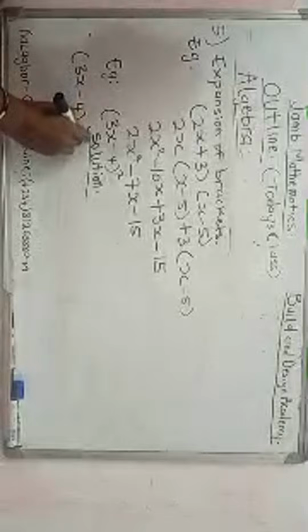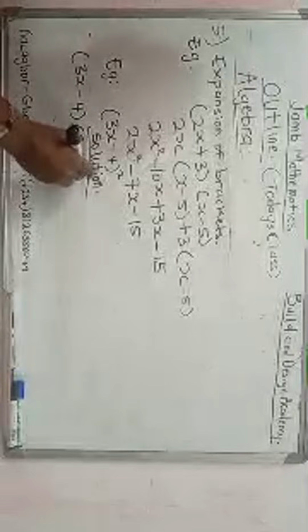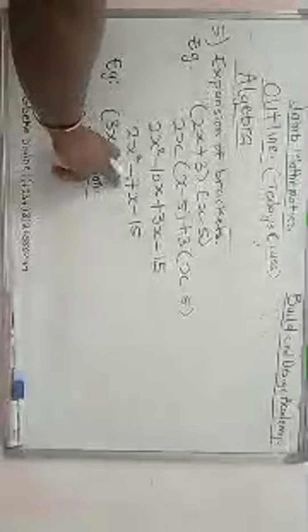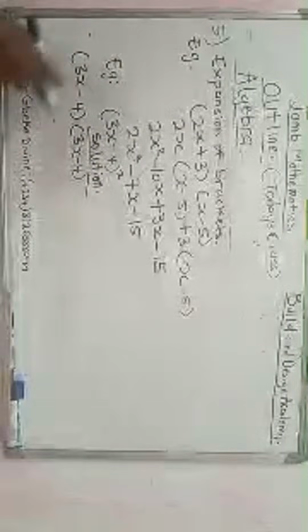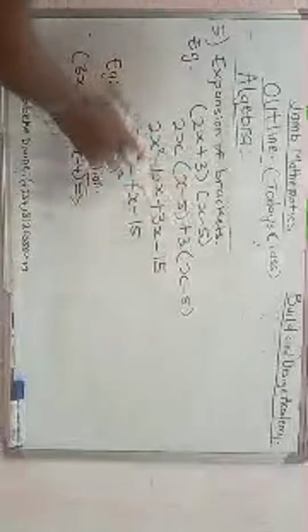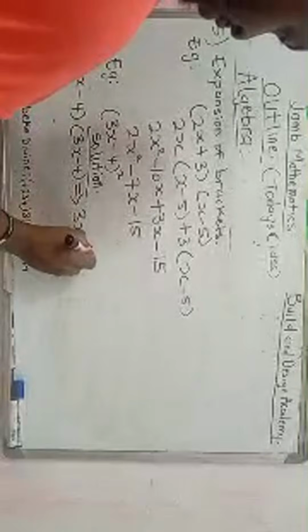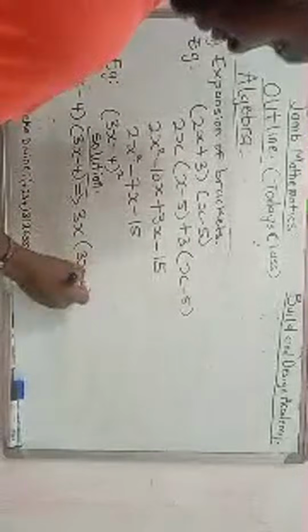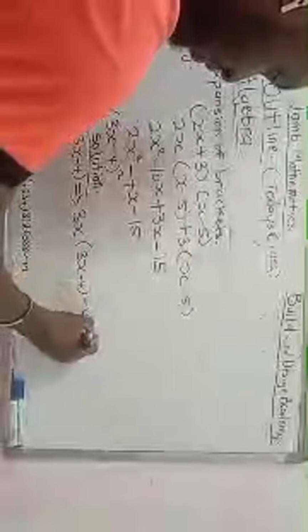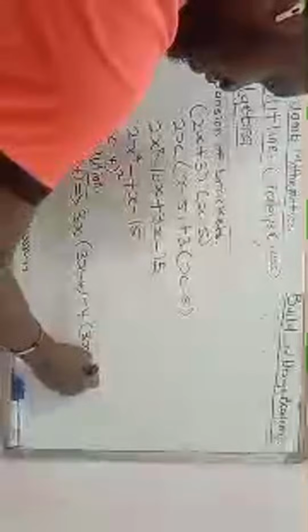3x minus 4 times itself, that's 3x minus 4. Because of this square, it simply means we multiply this value by itself. Now when we do that, we will now have what? We'll do the same thing here now. 3 times everything in this bracket, 3x times what? 3x minus 4. Now minus 4 times what? 3x minus 4.